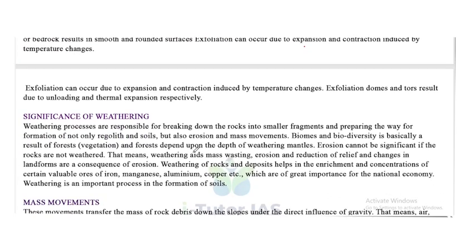So that's already discussed. Now, exfoliation domes and tors result due to unloading and thermal expansion respectively. Okay, exfoliation domes and tors. This is the result of unloading and thermal expansion. Exfoliation domes are due to the unloading and the tors result due to the thermal expansion.